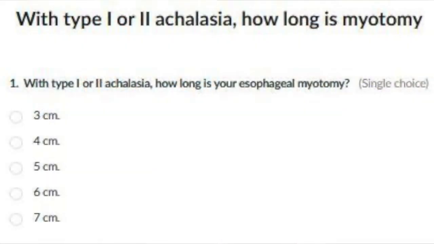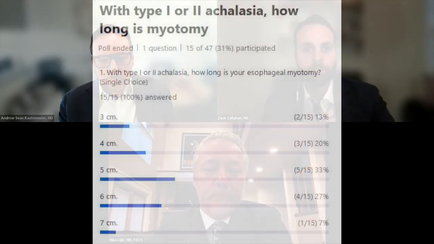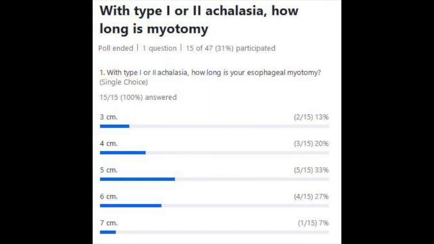For right now, I would ask the audience if you have a chance to answer this poll. We've got a couple questions for you. With type 1 or 2 achalasia, how long typically is your myotomy if you're doing a poem? The options are 3, 4, 5, 6, 7 centimeters. So if you have an opportunity, please, let's see what people say here. Looks like the majority are putting 5 centimeters here.